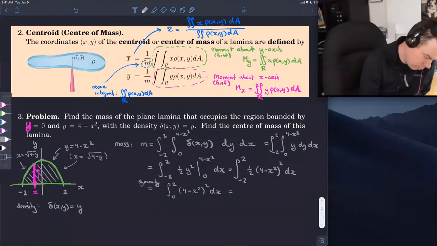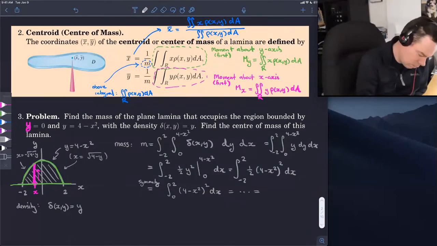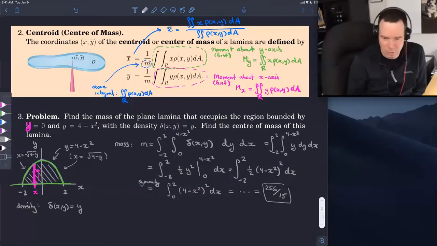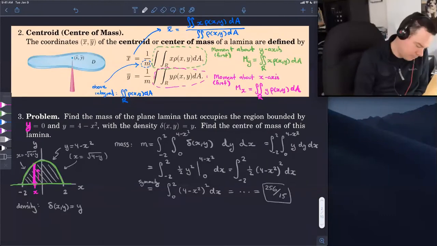And then from there, we can go ahead and compute the integral, and I'll just write down what it is. It's 256 over 15. That's nice, because when I evaluate at my limits of integration, one of the limits is 0, which is always easy to evaluate at.